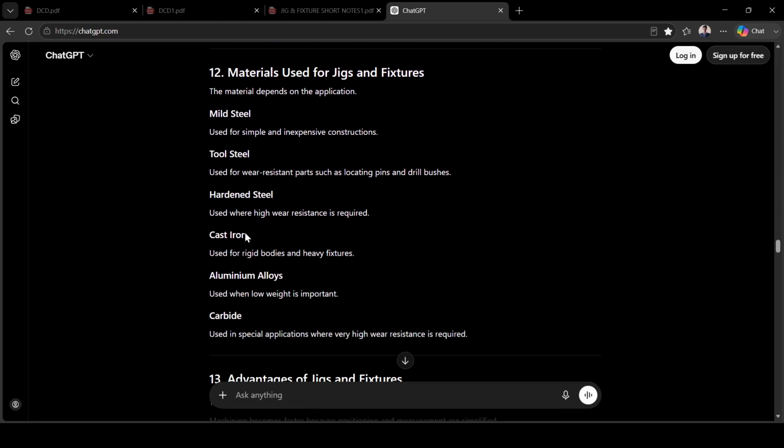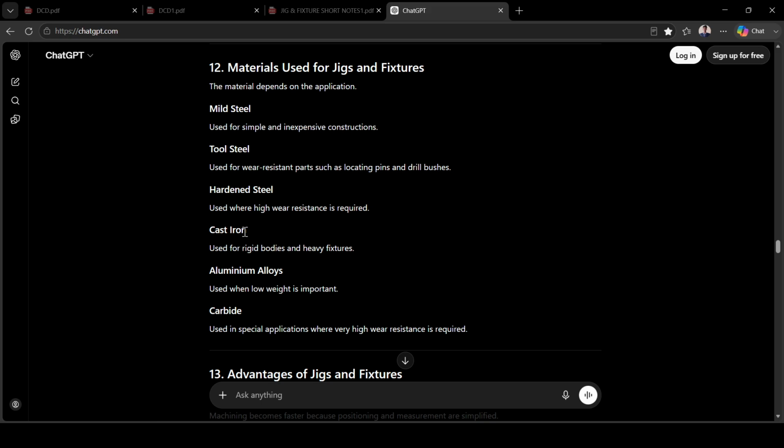Materials used for jigs and fixtures. The material depends on the application. Mild steel is used for simple and inexpensive construction. Tool steel is used for wear resistant parts such as locating pins and drill bushings. Hardened steel is used where higher wear resistance is required. Cast iron is used for rigid bodies and heavy fixtures. Aluminum alloy is used when low weight is important.